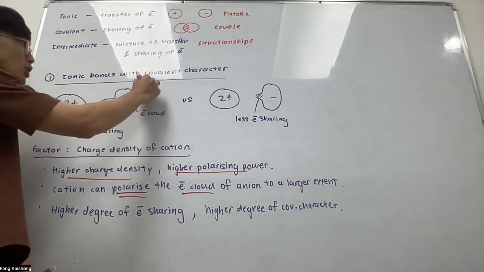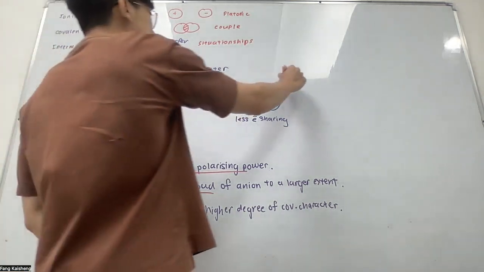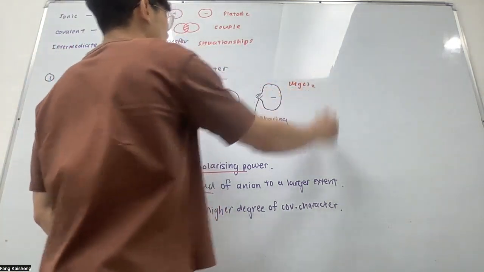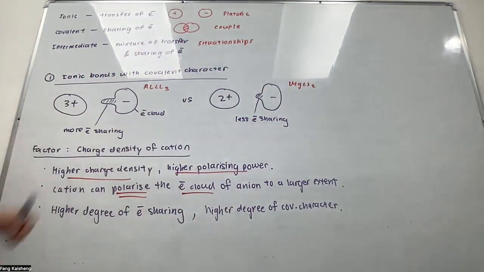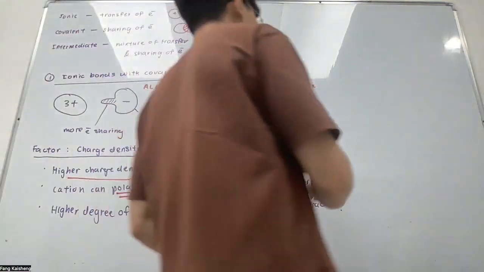3 plus and minus, please write down AlCl3. 2 plus and minus is MgCl2. Who has more covalent properties? AlCl3, right? Now, let me give you a nice way to visualize this.